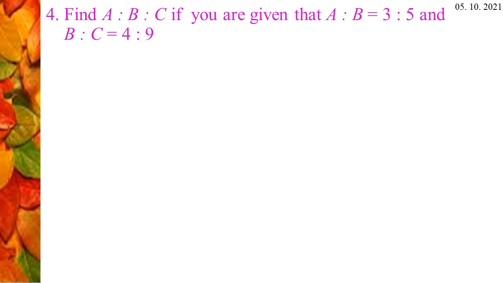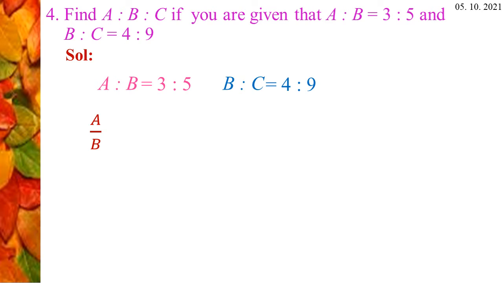Let's see the fourth question. Find A is to B is to C. You are given that A is to B equals 3 is to 5 and B is to C equals 4 is to 9. Here the A is to B and B is to C values are given. We have to find A is to B is to C, that is, the A, B, C values. Let us find the solution. A is to B equals 3 is to 5. B is to C equals 4 is to 9, as given.